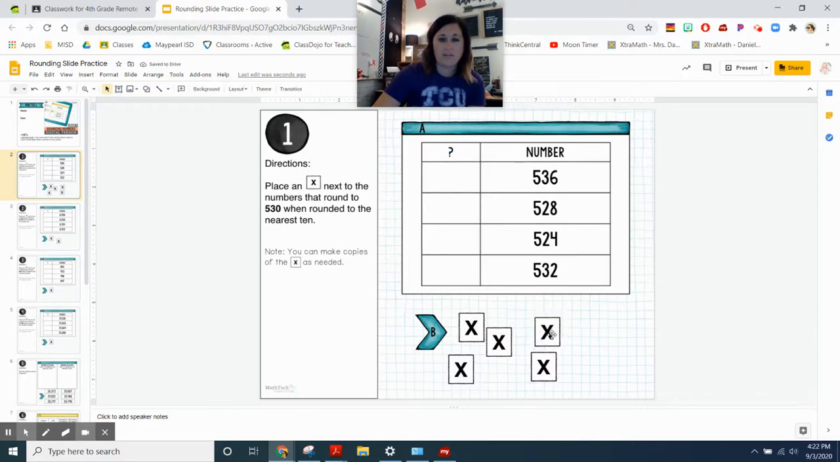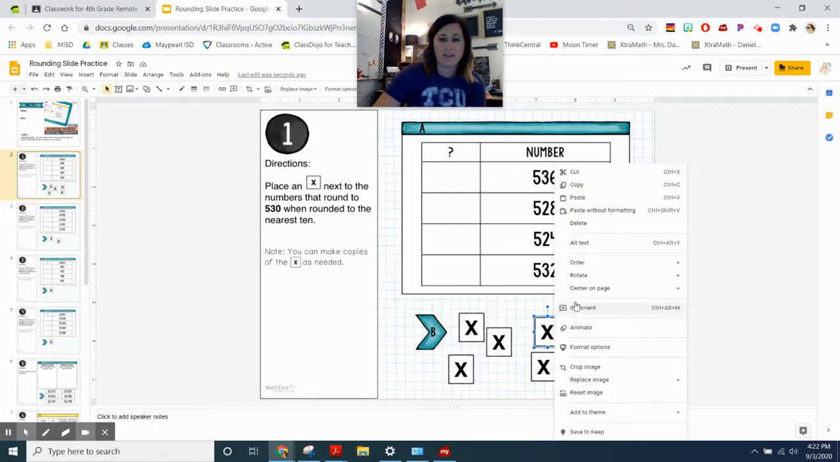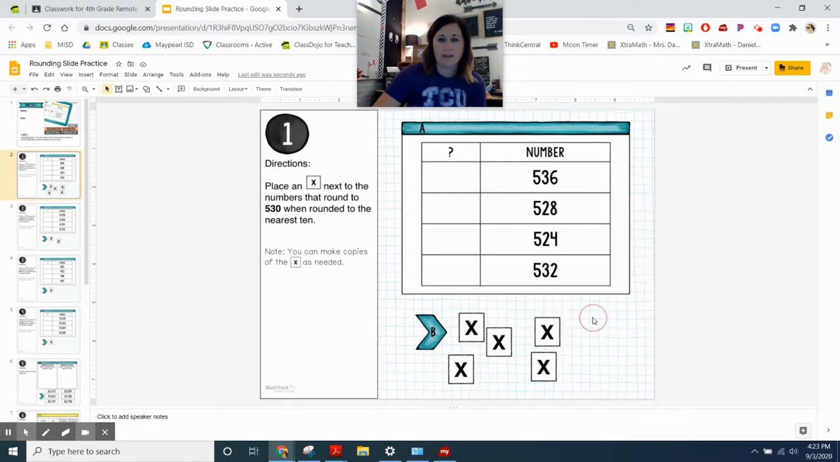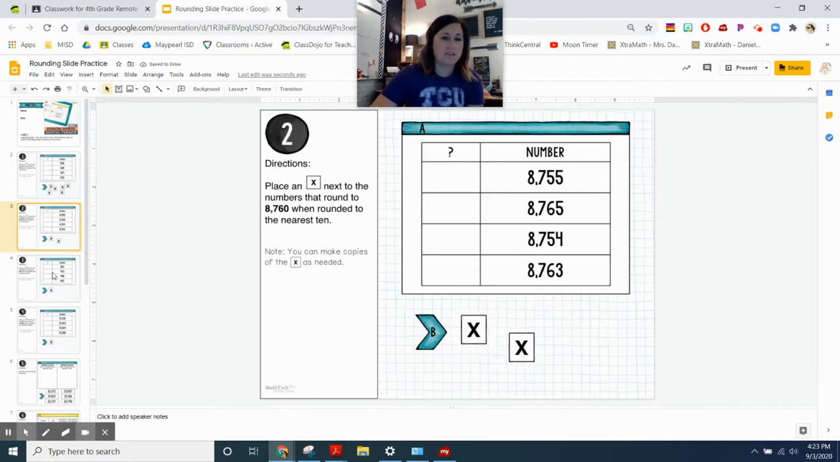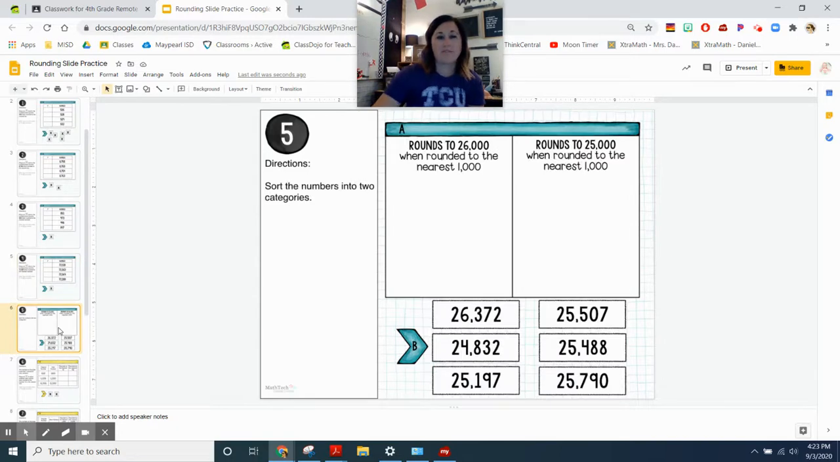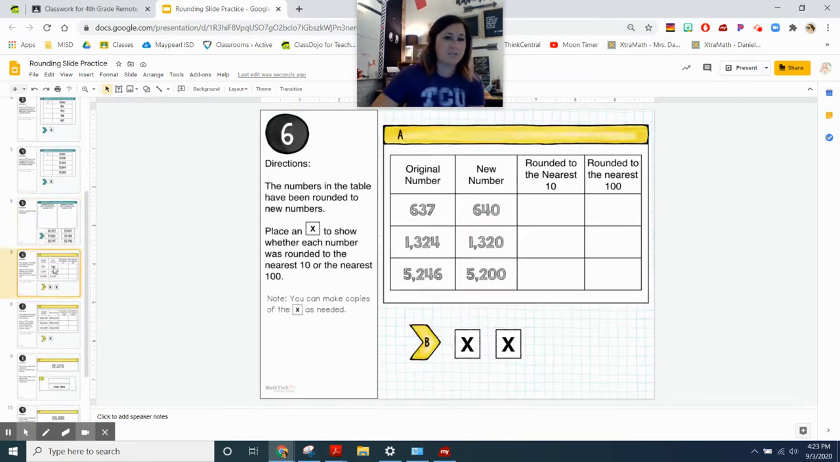If you delete an X, like always, just click your undo button. If it's not undoing, you can click the X, right click, copy it, right click again, and paste it to get another one. So that's how number 1 is, and 2, 3, 4. Number 5 is a sort. Here are the directions of the category. The number rounds to 226,000 when rounded to the nearest 1,000. Sort those numbers and the ones that round to 25,000. That's number 6.